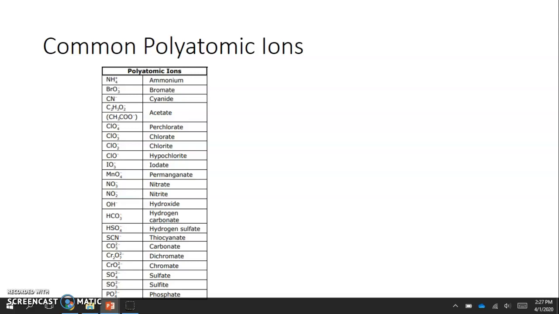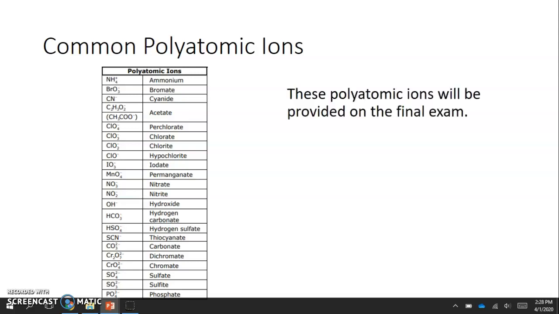Now you guys should have these in your purple reference tables, but I will also post another image of them, and I think it would be a great idea for you to record them in your spiral bound index cards as well. Now, I don't know what testing is going to look like this year. I know that the state has put in a waiver to have you guys not take your state final. But if you do wind up taking it, the polyatomic ions are always provided on the final exam, so they're in your reference table. So no, you don't have to memorize them.